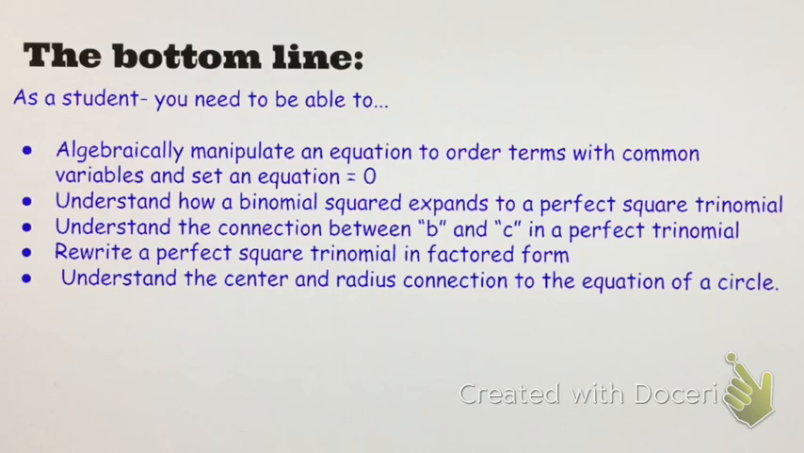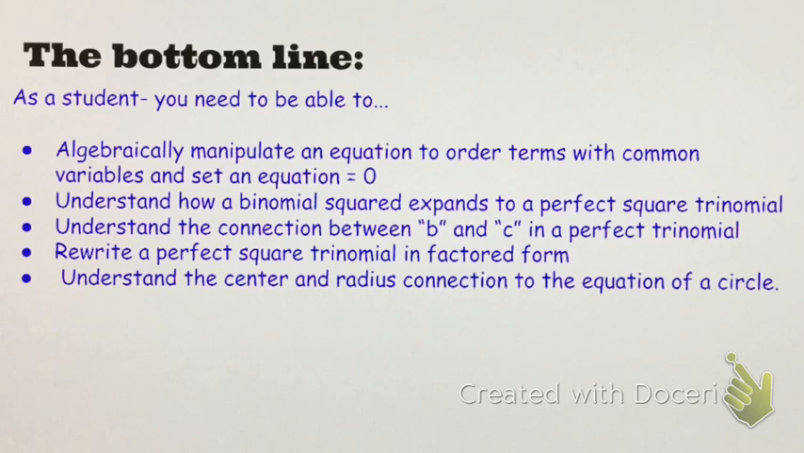Bottom line to keep this video under 10 minutes, as a student, you need to be able to do a few things here algebraically. 1, to manipulate an equation to put the terms in order. That means use the commutative property, move them around with common variables, and then also set the equation equal to 0. Typically, we set it to 0. Sometimes we just kind of get all the constants over to the right. Just to understand how a binomial squared expands. In other words, when that factored form to expanded form, going back and forth, knowing about that b squared, b over 2 squared equals c, that idea.